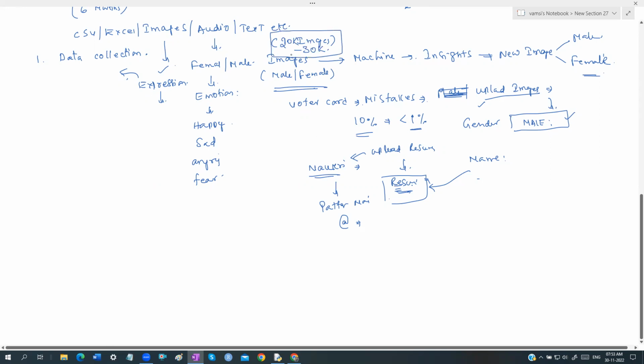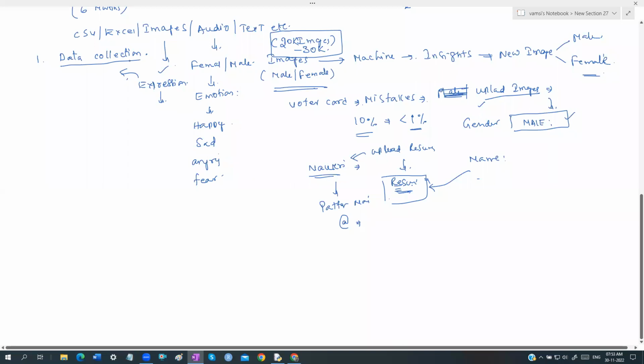We actually require 20 to 30K images. Then the machines can learn. Then you will get a doubt: Sir, how can I get 20,000 images? Collecting 20,000 images is going to be a little bit hard. I told you, data collection. How do you collect this data, guys?